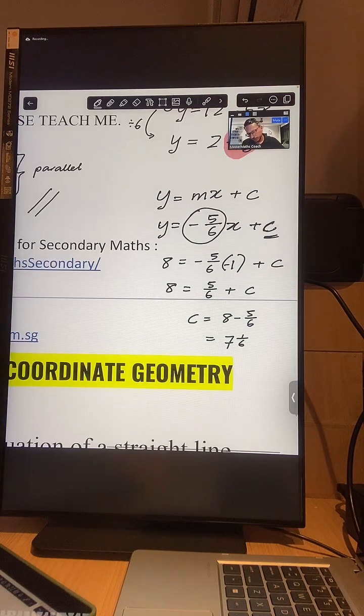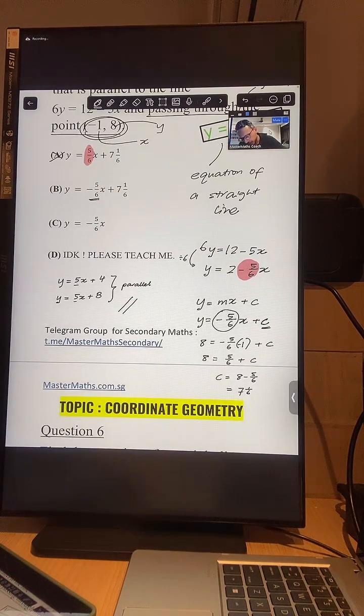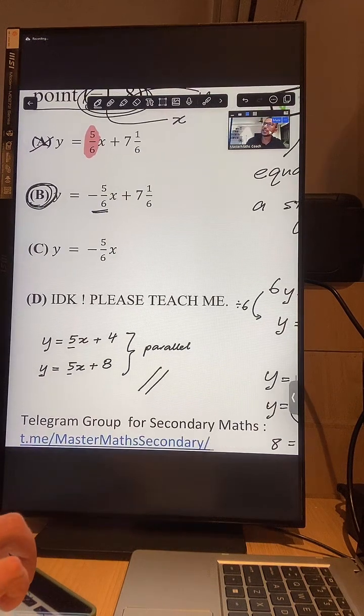So therefore, my answer should be B. This is my answer, because here the y-intercept is 7 1 over 6. So the answer is B.